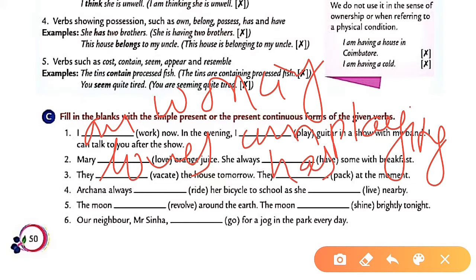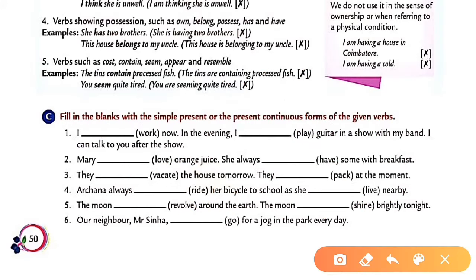Number third, they dash the house tomorrow. They are vacating. They are vacating the house tomorrow. They dash pack in the moment. So they are packing at the moment. Present continuous tense. Okay. Number four.